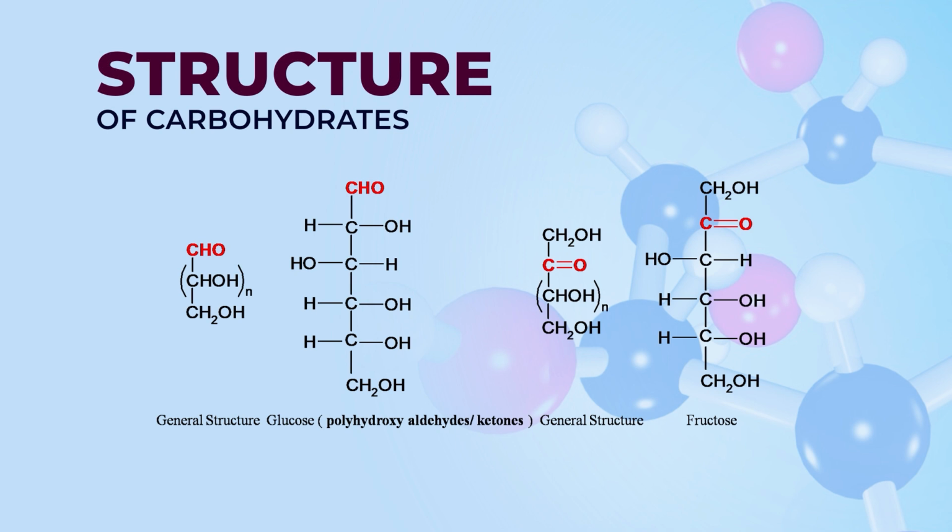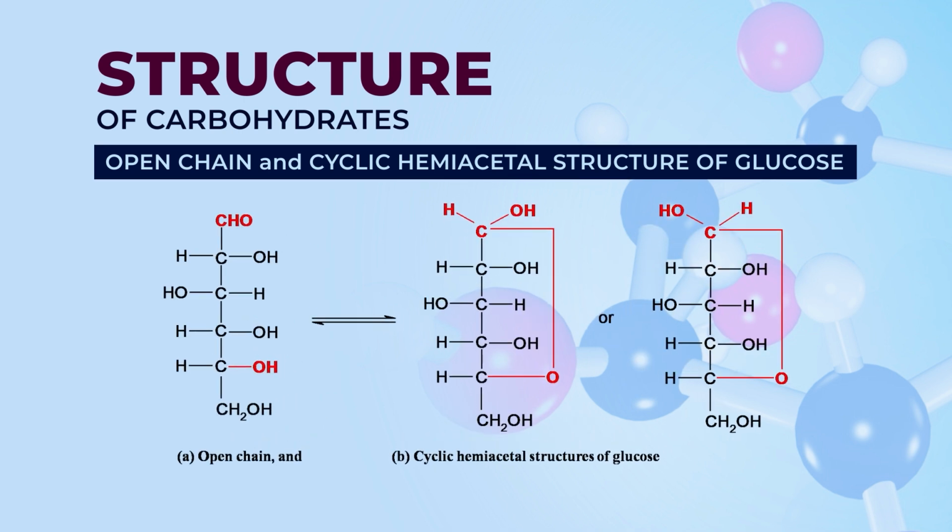Now, these carbohydrates can be in the linear structure and in the cyclic structure also. When it is in a cyclic structure, it is known as the cyclic hemiacetal structure. The transformation from the open to the cyclic structure is due to interaction between carbon at position number 1 and carbon at position number 5. This intramolecular interaction gives the cyclic hemiacetal structure.